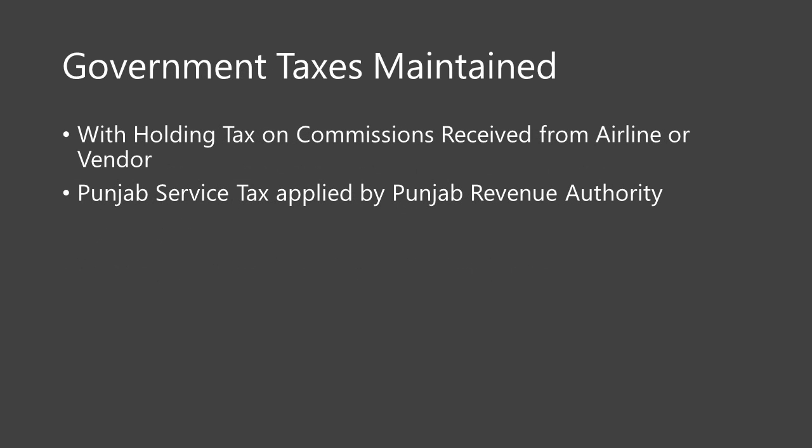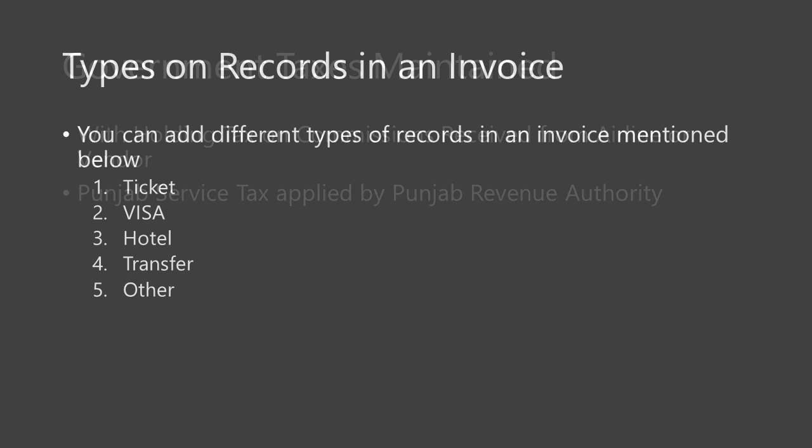Government taxes details that you enter in sales are withholding tax against commissions from airline and vendor and Punjab service tax applied by Punjab Revenue Authority. You can add these types of records in invoices of Accu-Travel.